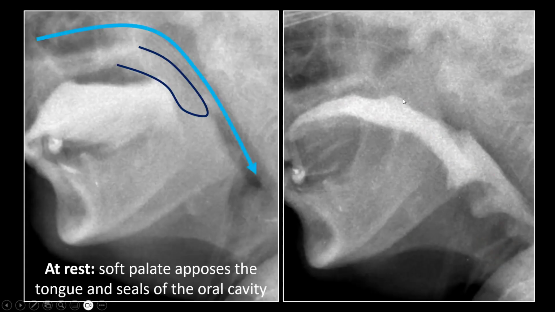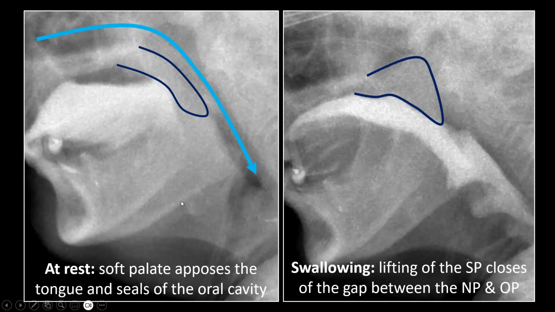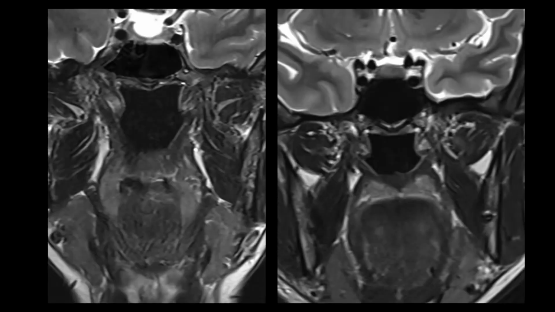There is a free passageway from the nasal cavity to the pharynx for air. When we swallow, however, we get an elevation of the soft palate, and it makes contact with the posterior pharyngeal wall, closing off the nasal cavity from the oral cavity. And this will allow food and drinks to go from the oral cavity to the esophagus without regurgitation into the nasopharynx. Okay. Let's now examine the anatomy of the soft palate muscles in the coronal plane.